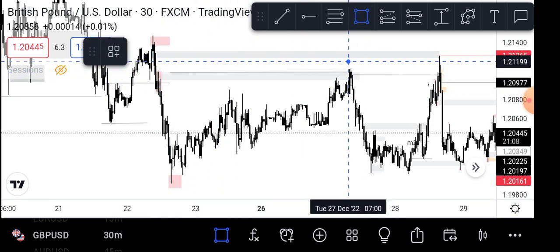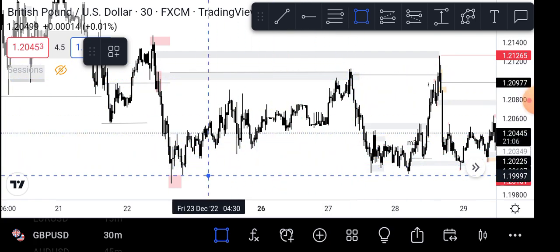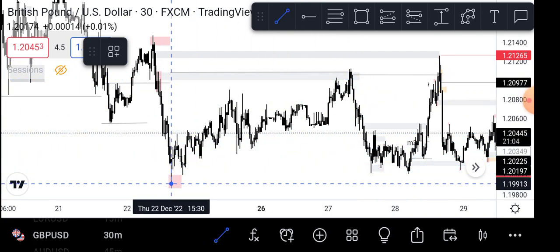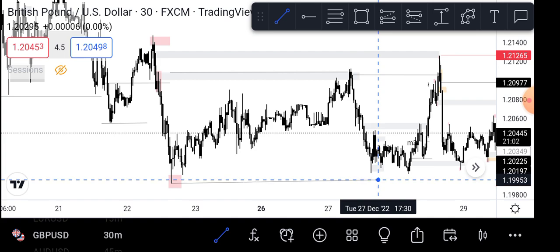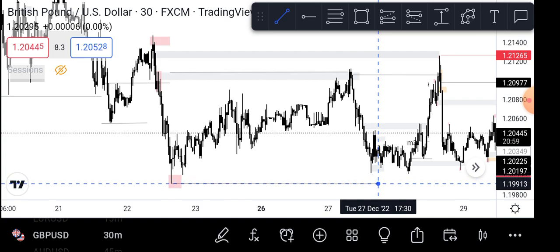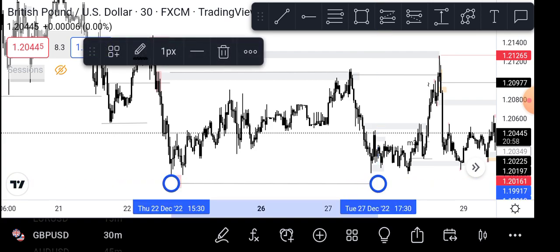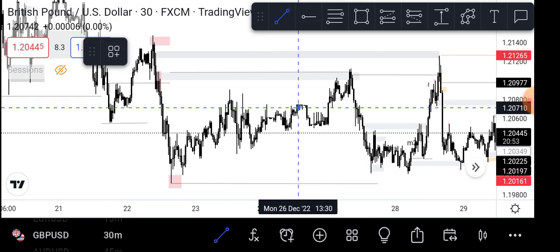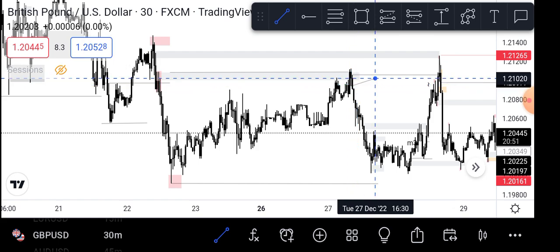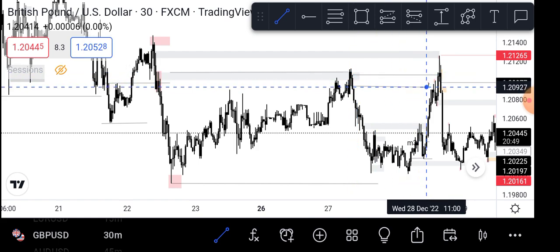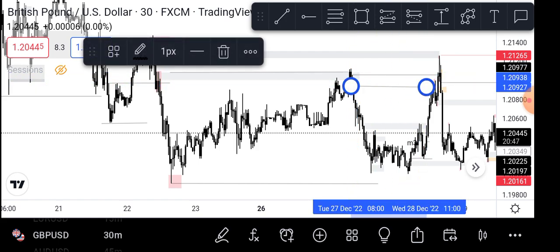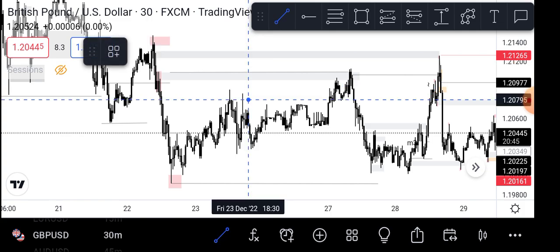You can see price came to the zone that broke structure, but now price failed to create a new lower low. So it means probably price wants to come to this zone. They will continue downward, or it wants to go to the extreme.